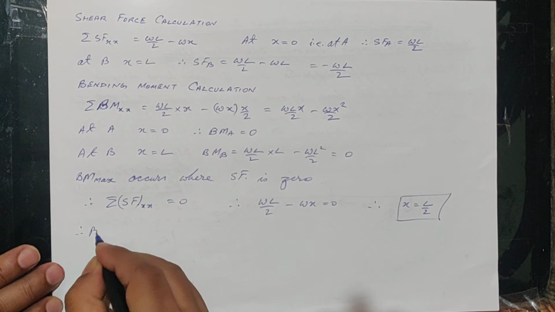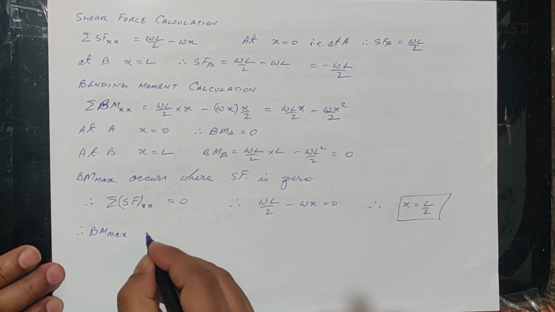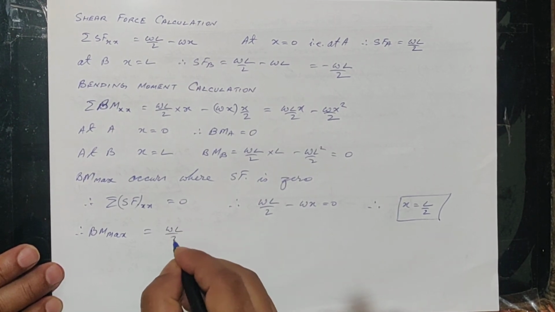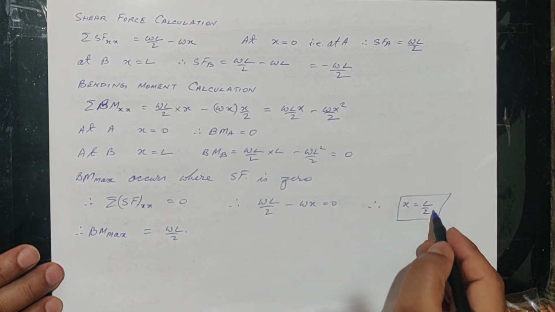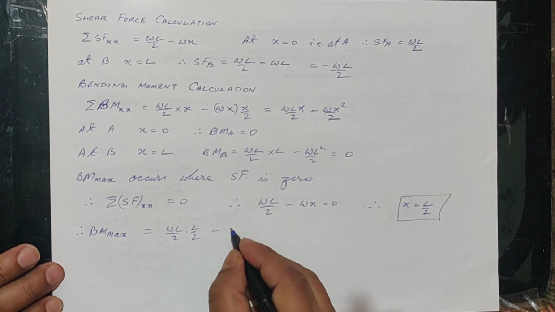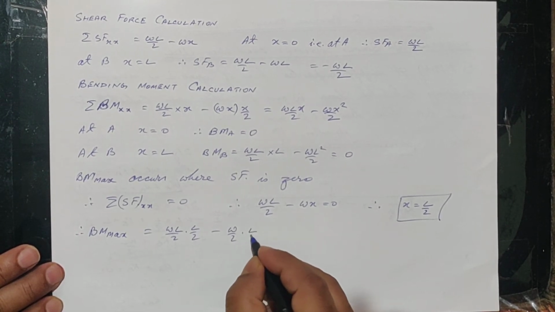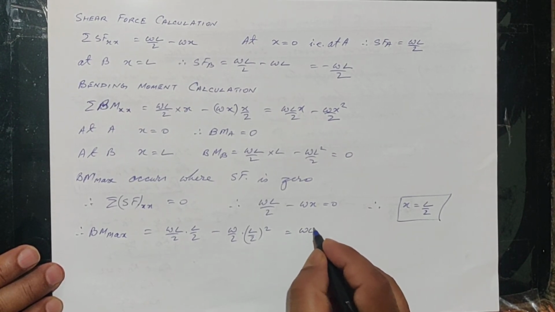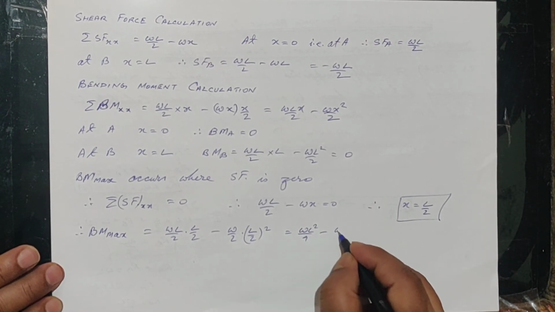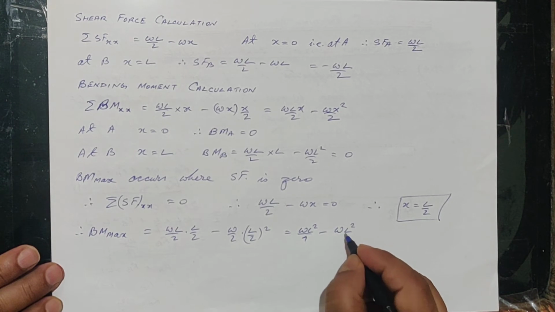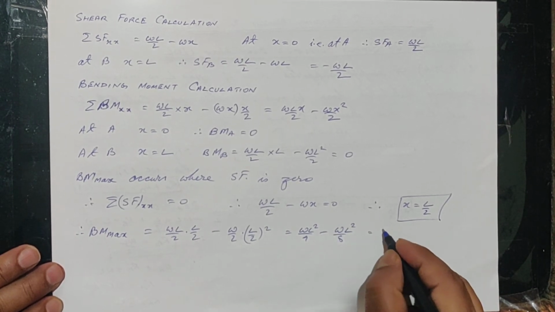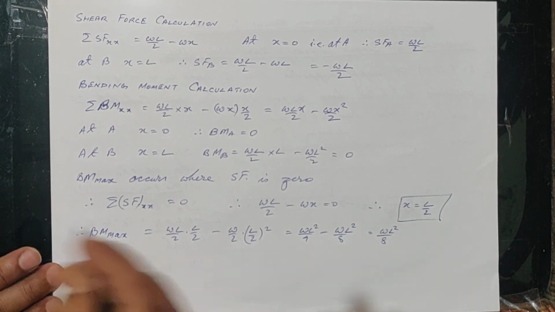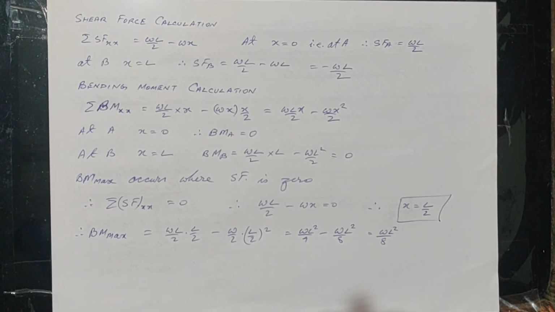So therefore BM max is equal to, we will put in this only, WL by 2 multiplied by, here for X we will put L by 2, minus W by 2 into L by 2 whole square, which is equal to WL square by 4 minus WL square by 8, which is equal to WL square by 8.